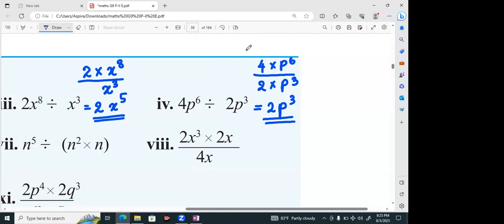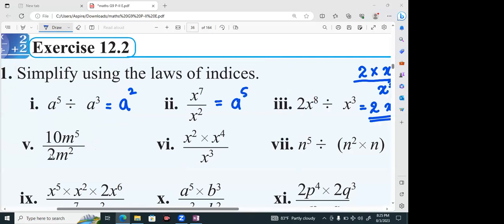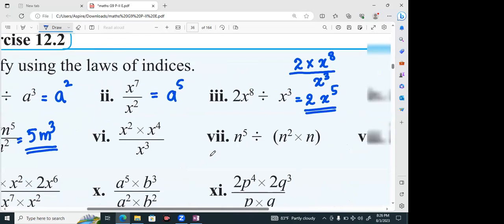Yes, teacher. Here 10 divided by 2, it is 5. Then m to the power of 5 divided by m to the power of 2 means m to the power of 3. Then here x to the power of 6 divided by x to the power of 3. That means x to the power of 3.